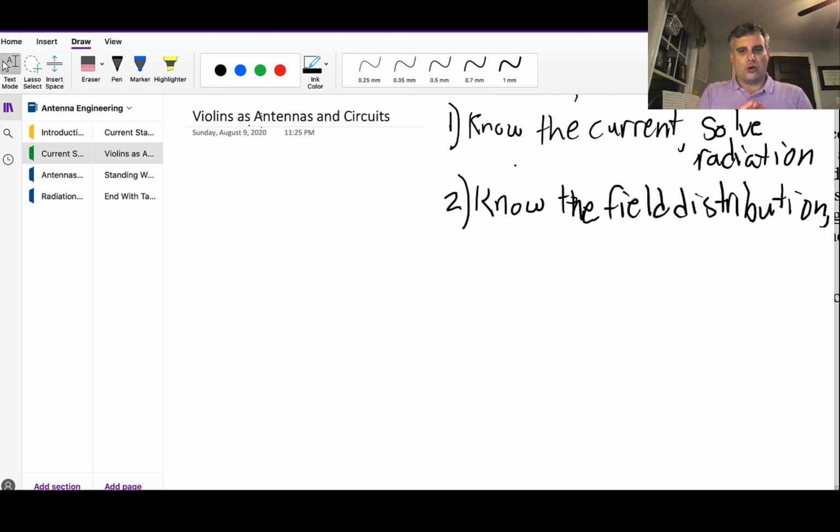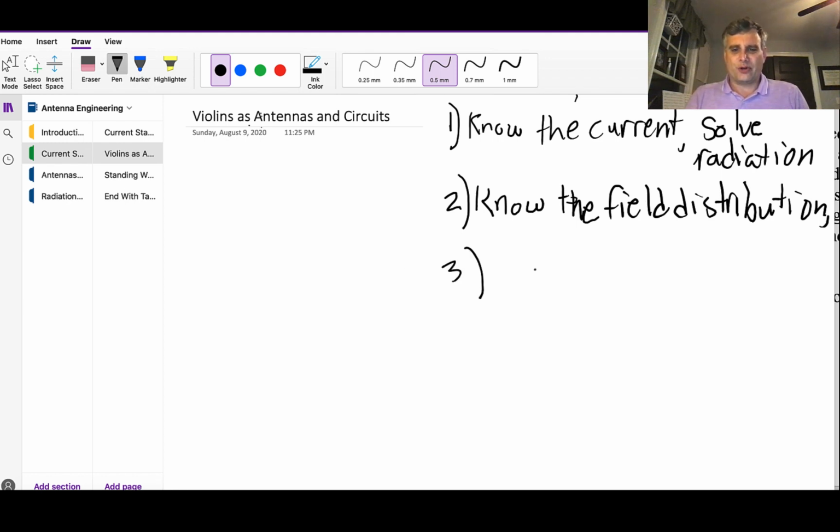And if you know what that field is in front of it, you can use what I like to call the grown-up version of Huygens principle, which in this class we call the Kirchhoff-Helmholtz integral theorem, to project how that structure radiates into the far field. And so if you know the field distribution, then you can solve for the radiation.